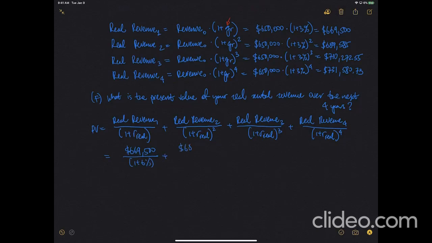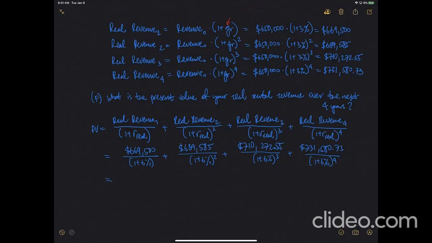plus $689,585 divided by 1 plus 6% squared, plus $710,272.55 divided by 1 plus 6% raised to the power 3. And the final real revenue in year 4, which is $731,580.73 divided by 1 plus 6% raised to the power of 4.